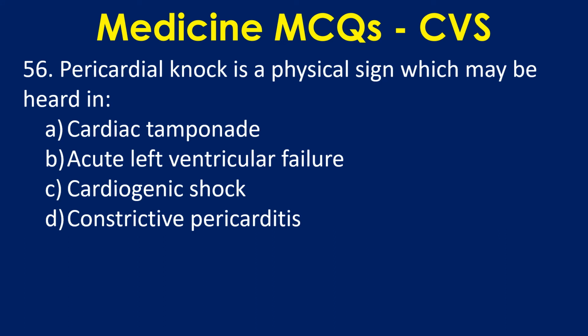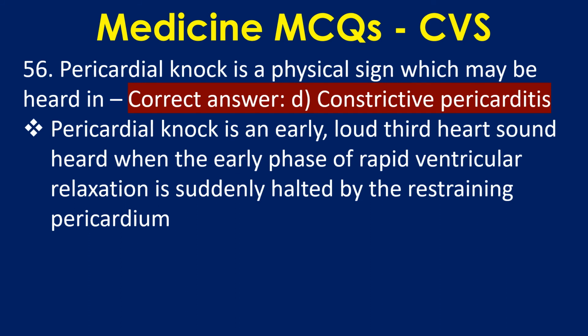Pericardial knock is a physical sign which may be heard in A. Cardiac tamponade, B. Acute left ventricular failure, C. Cardiogenic shock, D. Constrictive pericarditis. Correct answer D. Constrictive pericarditis. Pericardial knock is an early, loud, third heart sound heard when the early phase of rapid ventricular relaxation is suddenly halted by the restraining pericardium.